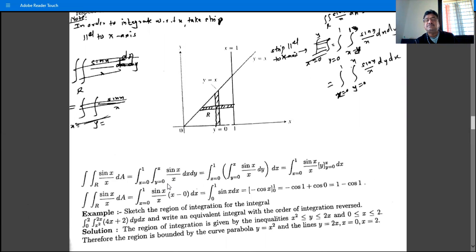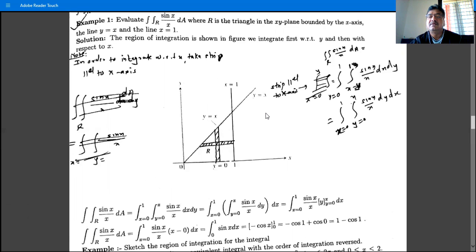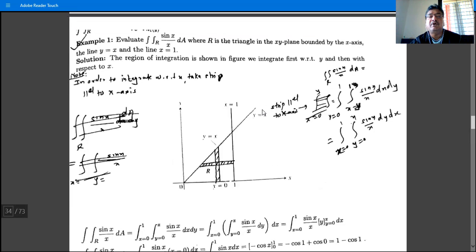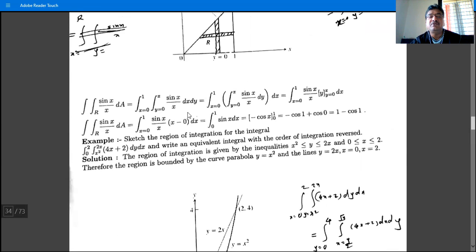So now we integrate with respect to x first or with respect to y first. That depends on you, but integration with respect to x first becomes complicated. So to solve this problem, integrate with respect to y first, and write the limits of y and x. Here, sin x by x dy dx. Instead of dA meaning dx dy, write dy first then dx.